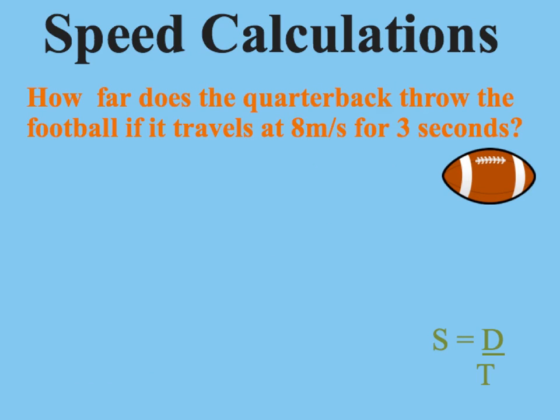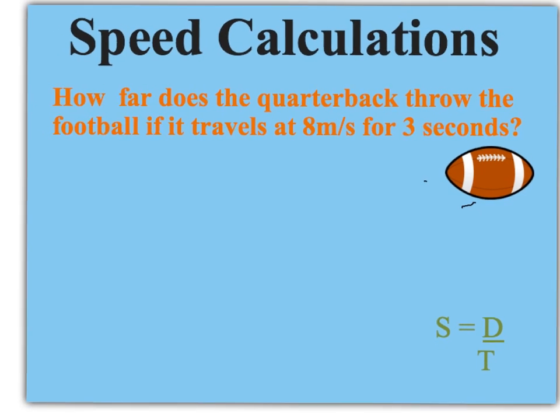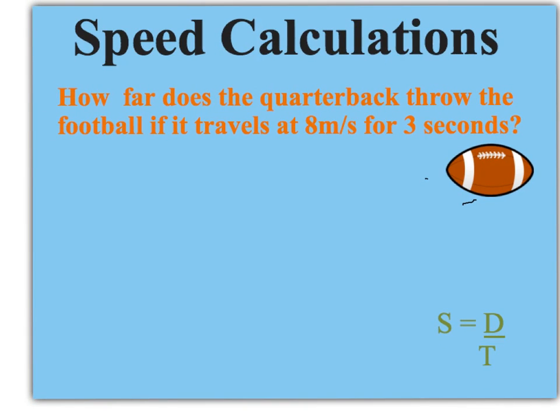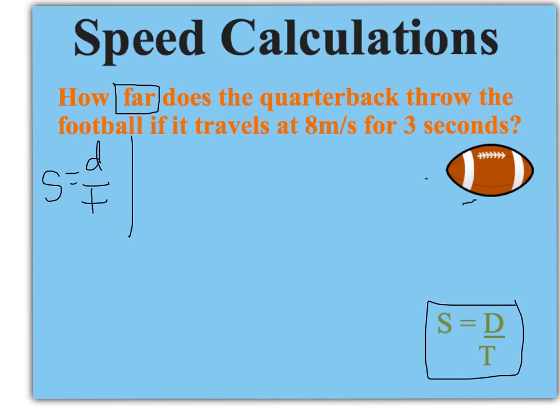We can also use this formula to solve for something other than speed. For example, how far does the quarterback throw the football if it travels 8 meters per second for 3 seconds? Well, I'm going to use the same formula here. Speed equals distance divided by time. I always write that down. And now I go to my problem. How far? Well, how far something is represents its distance. So I'm going to be looking for the distance.